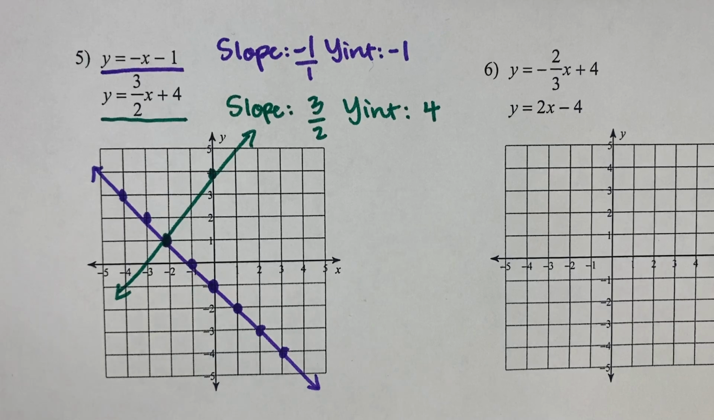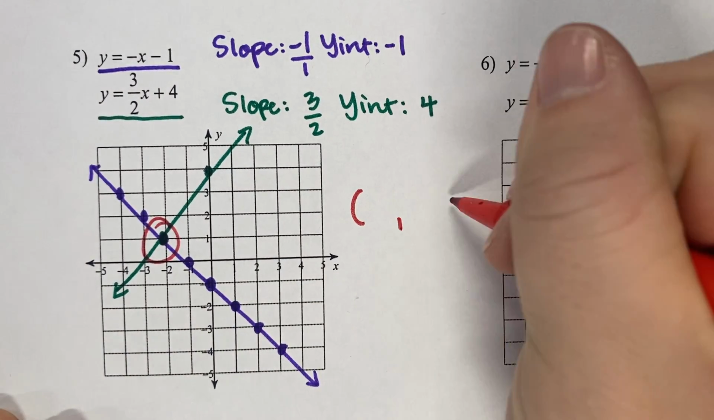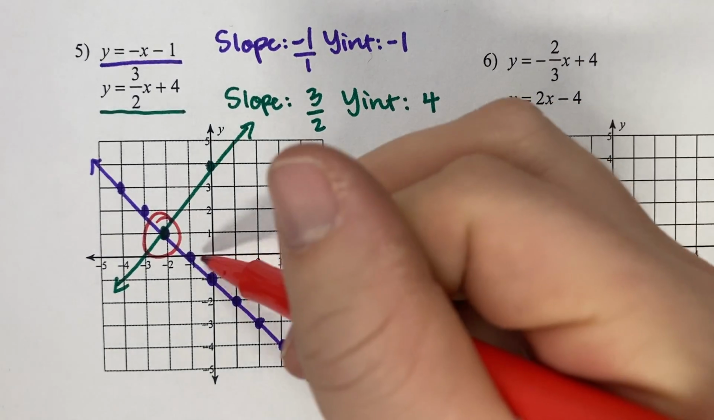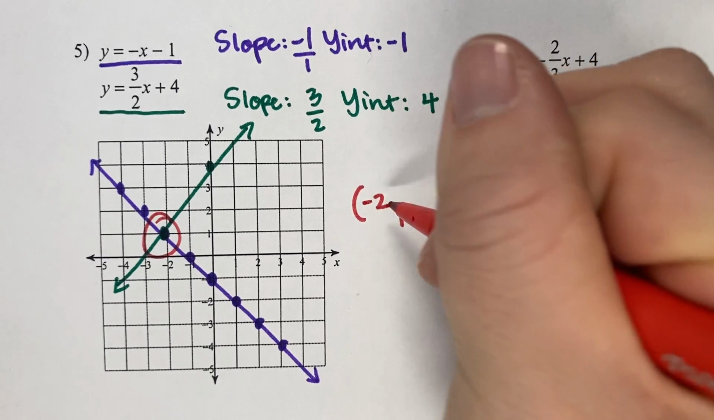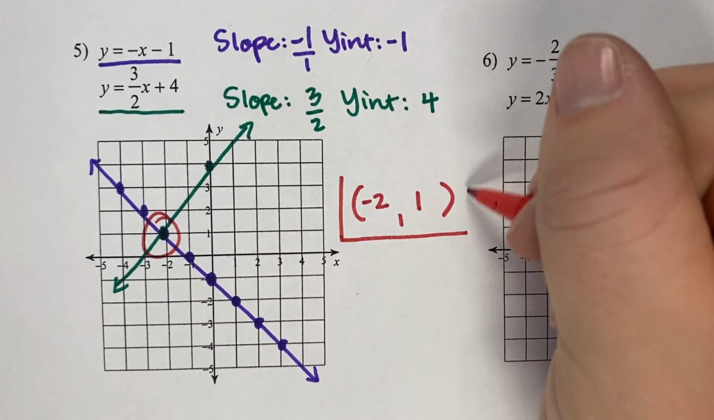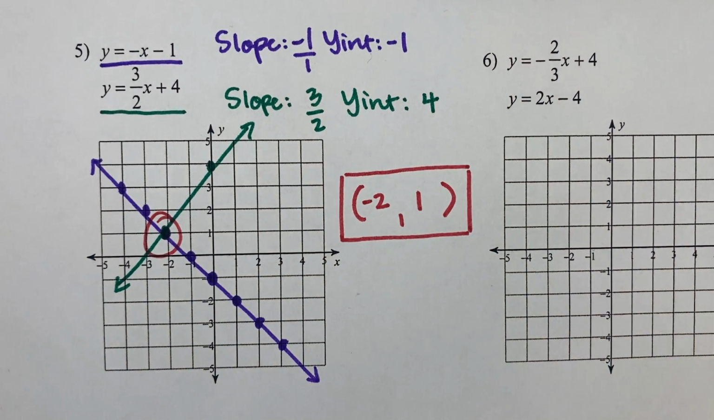Okay, so we found the answer where they intersect. Remember, it's a coordinate point. That is our answer. That's what we're trying to look for. Okay, so it lines up with -2 on our x-axis and +1 on our y-axis. So our answer is (-2, 1). Beautiful.